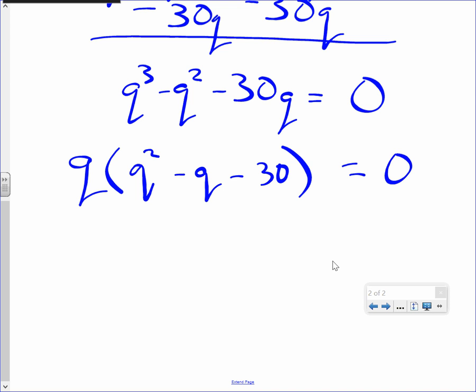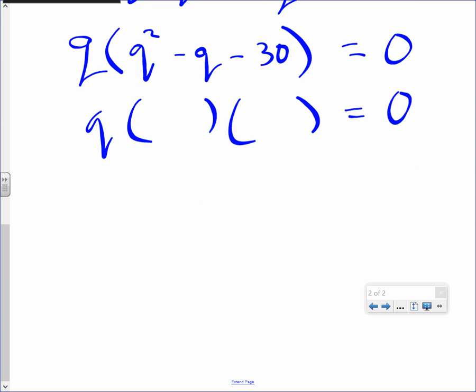Okay. Think Karate Kid. What method now? Inside the parentheses, I got a trinomial. Trinomial, a equals 1. So let's get the 2 binomials ready to go. Let's not forget the q. That's going to come in our final factorization.